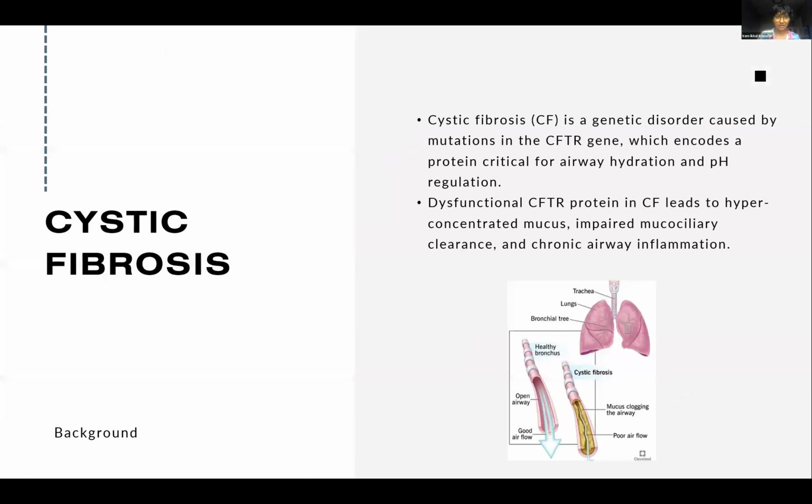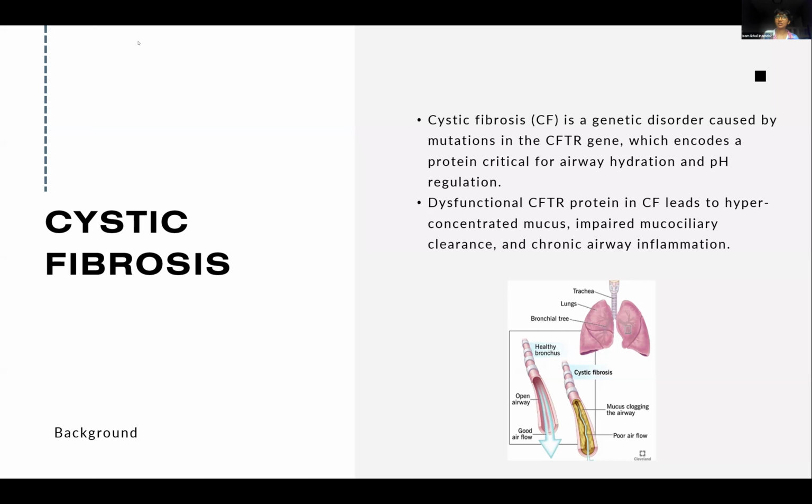A little bit of background. The lab worked with cystic fibrosis, which is basically a recessive autosomal disorder caused by mutations in the CFTR gene, which affects the lung tissues and impacts airway hydration and pH regulation, which directly impacts the mucus flow and proper functioning of the lung.